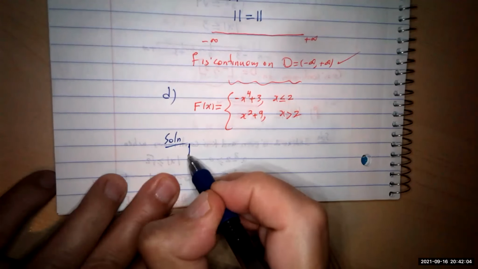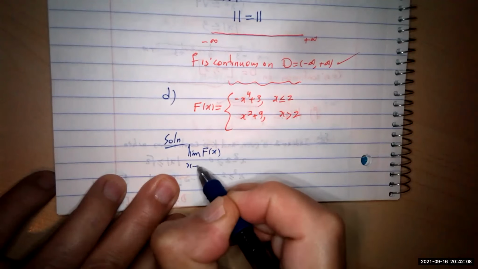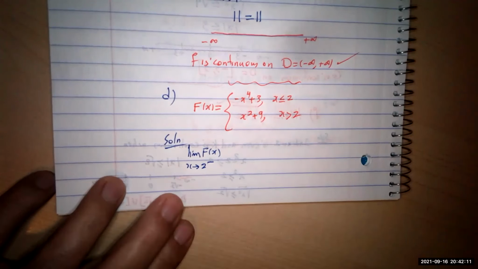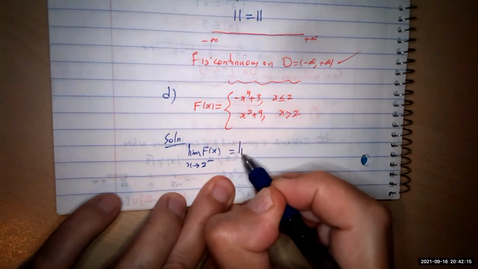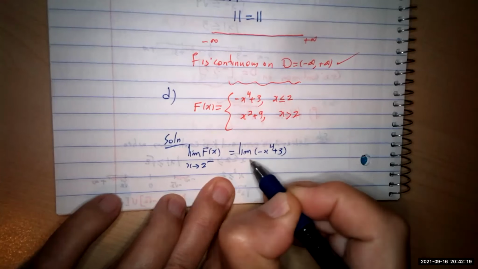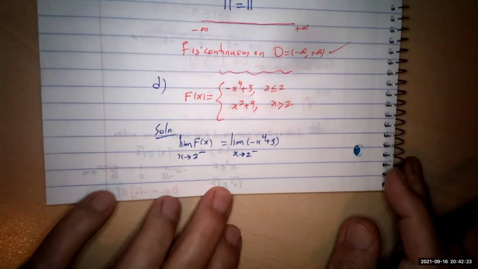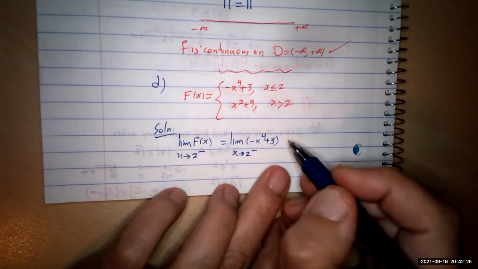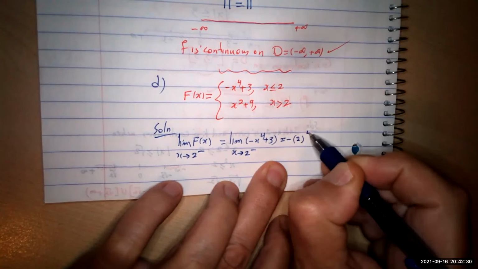We're checking the limit of f of x when x goes to 2 negative. 2 negative means x is less than 2, so the function to be used is the first part: negative x to the 4 plus 3, x goes to 2 negative. Substitute, remember the number is 2. So it's going to be negative 2 to the 4th plus 3.